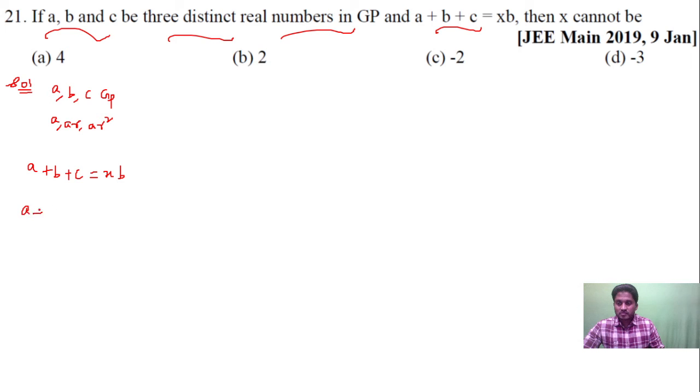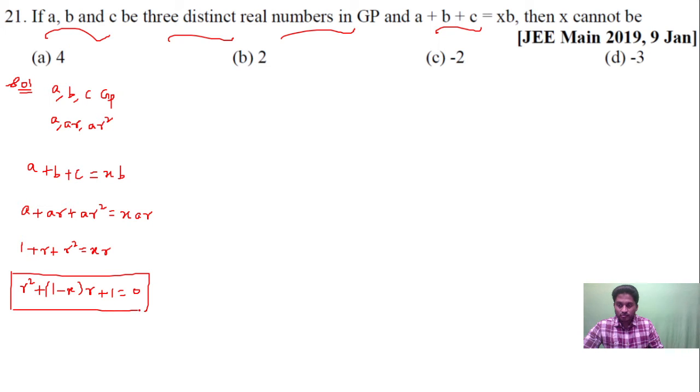So b is equal to ar, c is equal to ar square, and a plus ar plus ar square is equal to x into ar. a is common, right? If you divide by a, you get 1 plus r plus r square is equal to x into r. I can write this as r square plus 1 minus x into r. So this is r square plus (1 minus x) r plus 1 is equal to 0.